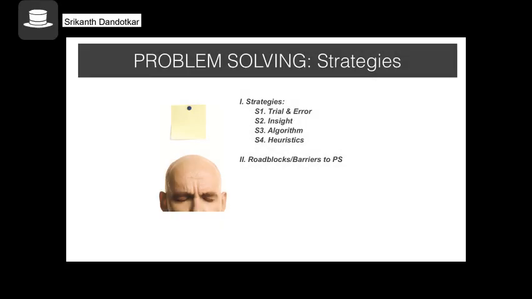So far we looked at problem solving, and we said problem solving is manipulating representations or symbols by using different strategies. And we talked about these 4 strategies. Within the last strategy of heuristics, we looked at 3 commonly studied heuristics. Now, the last thing we need to do is talk about the roadblocks or barriers to using strategies to solve problems.